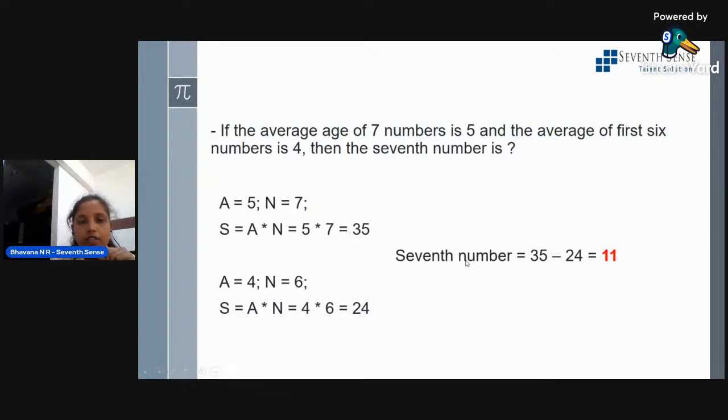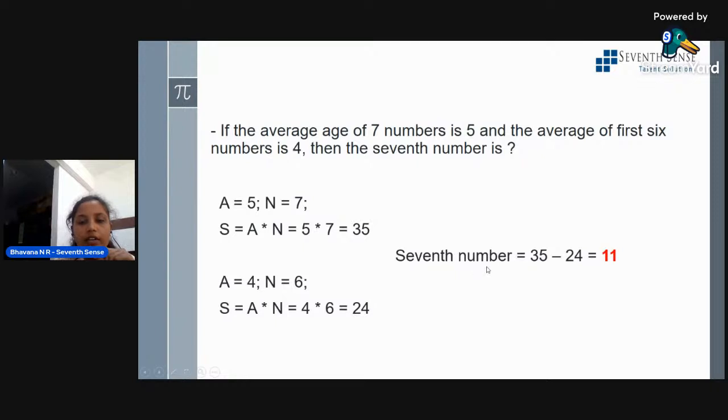Next, what they have given in the statement is the average of the first 6 numbers. They have not mentioned it in numeric order, they have mentioned it as 6, so n is equal to 6. Then the average of the numbers is a, so a is equal to 4. Then s is equal to a into n, so 4 into 6, 4 sixes are 24.